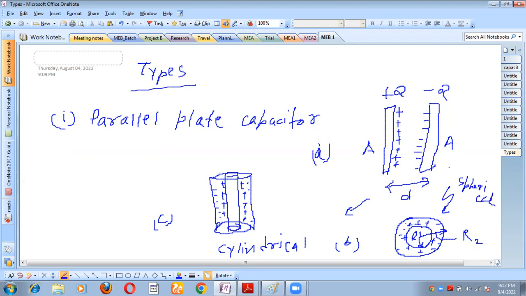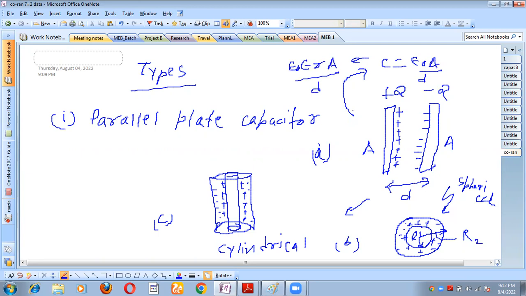So such type of combination is a parallel plate capacitor. We already know the capacitance, C is equal to epsilon naught A by d, or if the medium is changed, we may have capacitance like epsilon A by d. If the medium is other than air, we have to multiply by the dielectric constant.